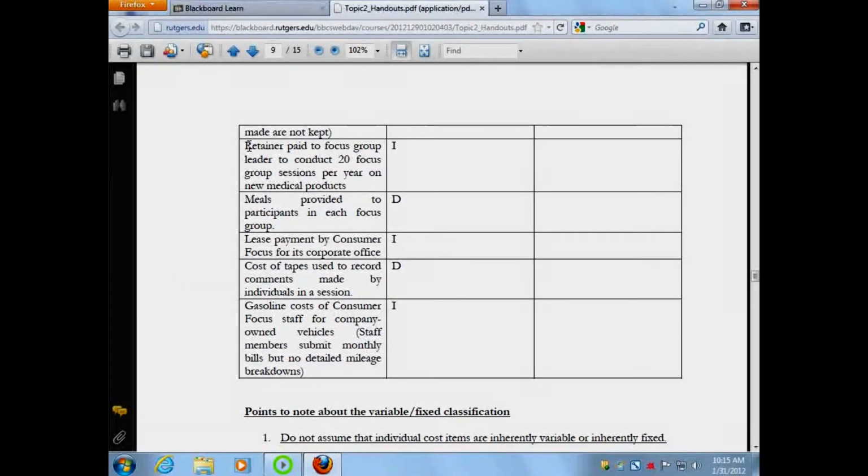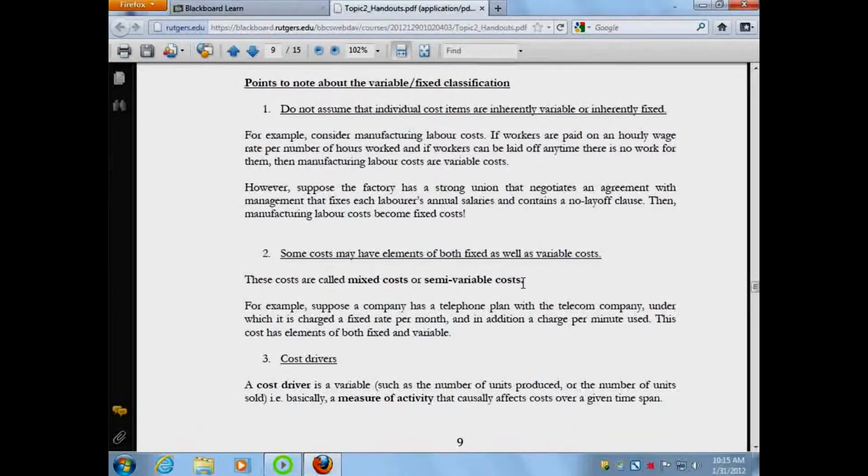So now the question is the retainer, the $40,000 a year that she's getting paid. Is that fixed or variable? Clearly fixed. Also, another clue that should help you think about that is the way in which the cost is expressed. Okay, this cost is expressed as a certain amount of dollars over a period of time. So it's a classic indication that it is a fixed cost. And the meals are variable, the lease payment is fixed. You can work through the rest on your own. Okay? But I hope this gives you a flavor of how to think about fixed and variable.